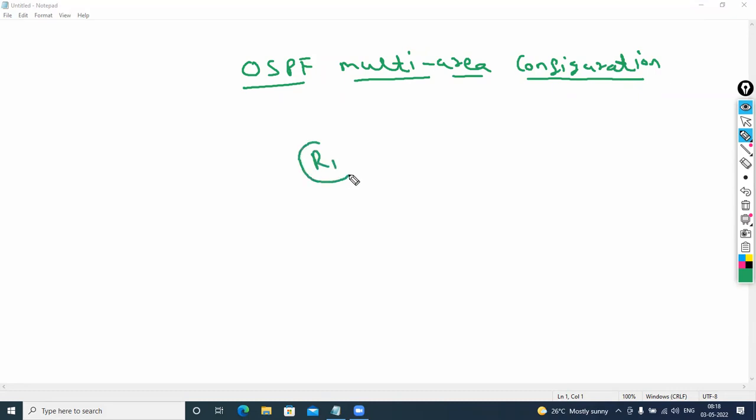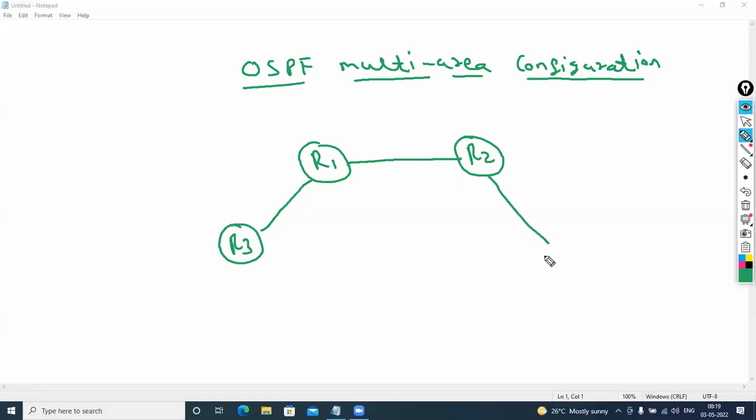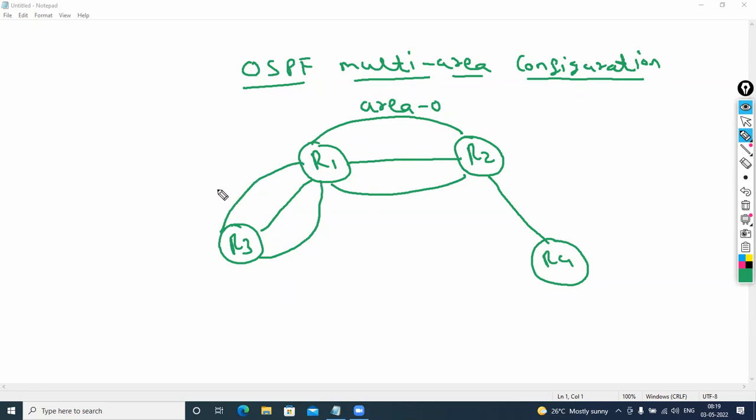So let us consider we have R1 and R2. We have R3 and we have R4. So these two are in area 0. These two are in area 1. And these two are in area 2.